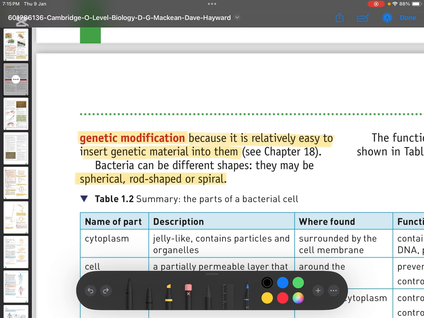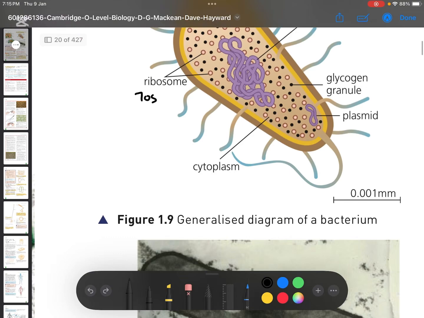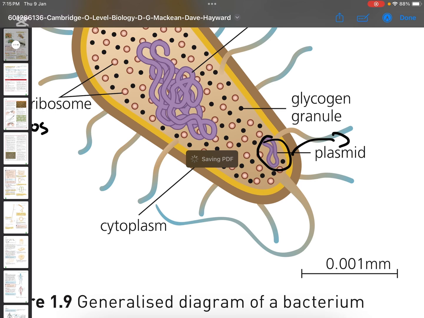So what is genetic modification? Genetic modification is when you can modify any sort of genetic material and use it for your own benefit or for any purpose. For example, for the rapid production of insulin, right, for diabetic patients, what we do is we take this plasmid out of this bacterial cell, and we can modify this plasmid.